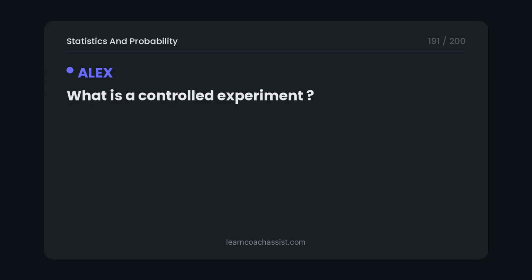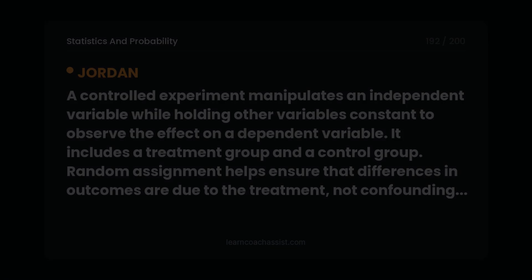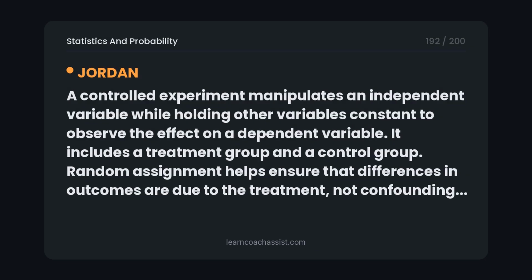What is a controlled experiment? A controlled experiment manipulates an independent variable while holding other variables constant to observe the effect on a dependent variable. It includes a treatment group and a control group. Random assignment helps ensure that differences in outcomes are due to the treatment, not confounding factors.